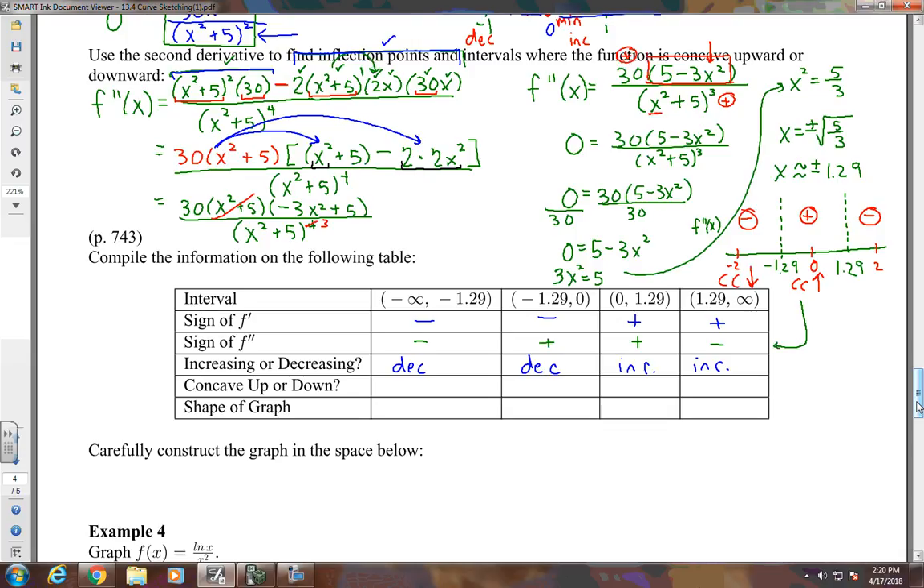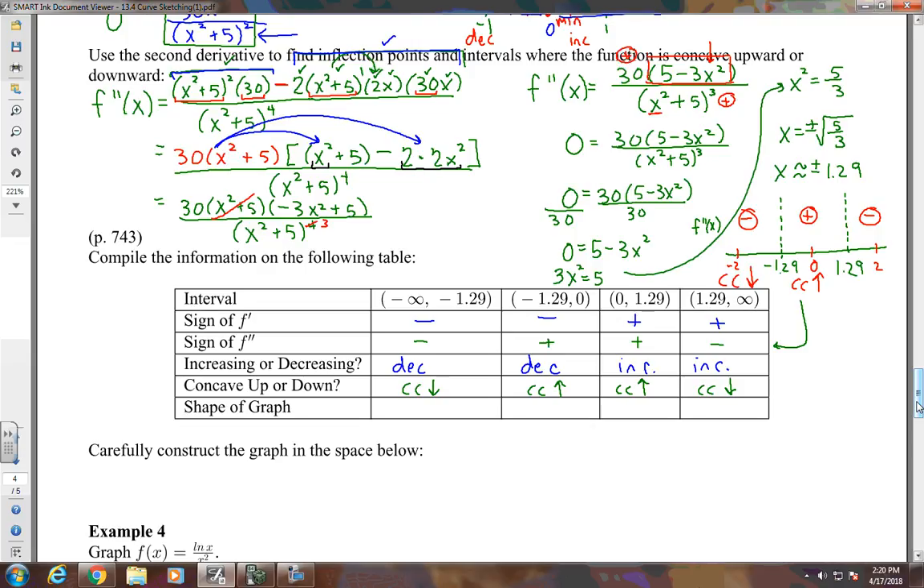If your second derivative is negative, the shape of your graph is concave down. A positive second derivative means the shape of your graph is concave up. And then again, concave down. So this is a great way to compare increasing, decreasing to the shape of the graph.